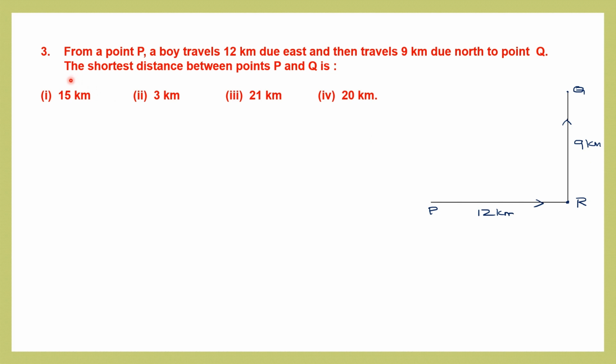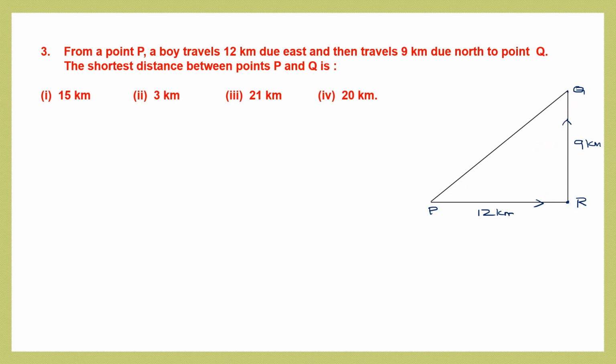Let's continue with the question. The shortest distance between the points P and Q. Now P is here, Q is here. Now if we go this way and this way, it's a long distance. So the shortest distance will be from here to here. So let's draw that line. So this is the shortest distance. Now this is what we are asked to find out. So PR is 12, RQ is 9. We have to find PQ.